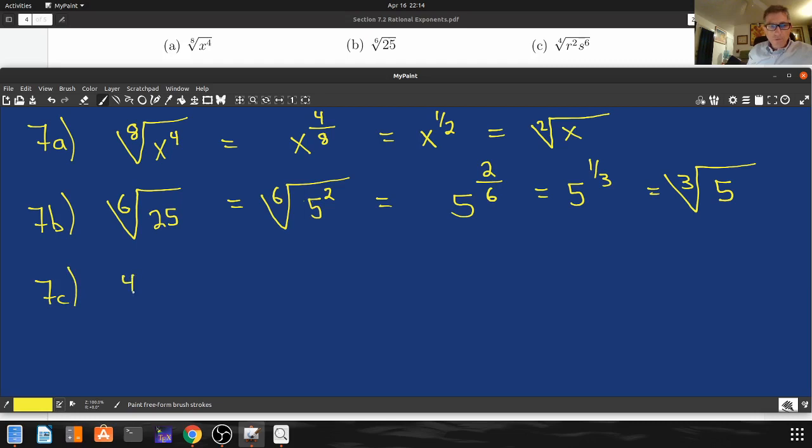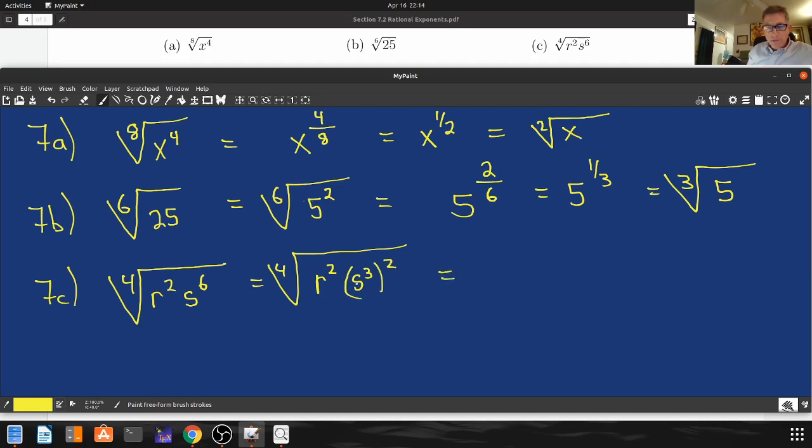We want to do the 4th root of r squared s to the 6th. So I need what's in the base to be raised to the same power. So 6 divided by 2 is 3. So I'm going to write r squared is r squared, but s to the 6th is s cubed squared.